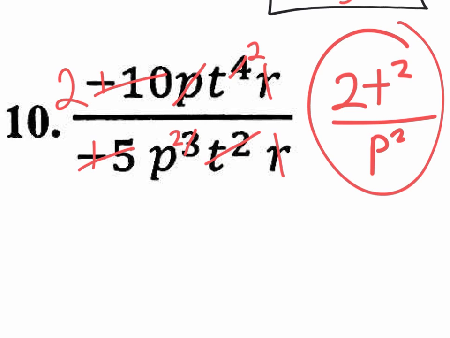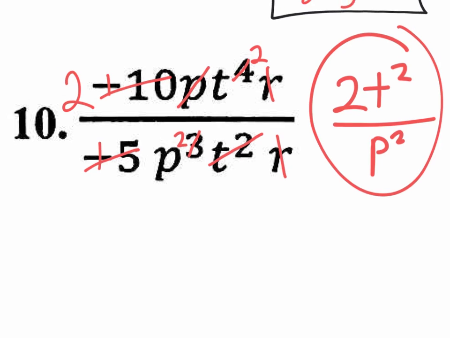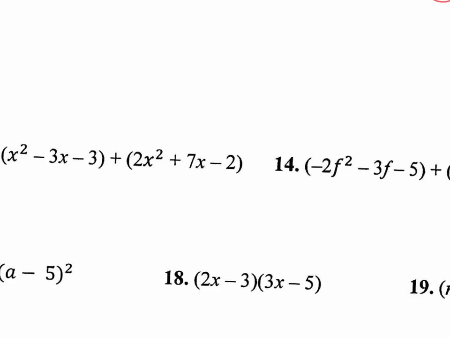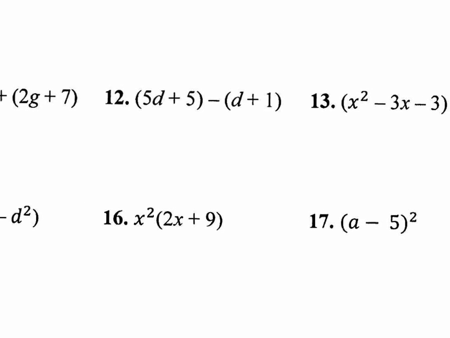Now, 1 through 10, we're supposed to do all of them. I already did most of them. We're also supposed to go through and do 12, 13, and then 15 through 21 odd. So let's take a look at 12 and 13.